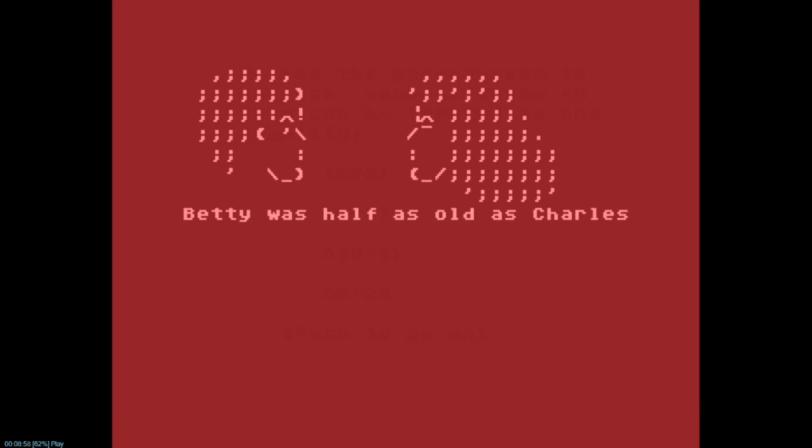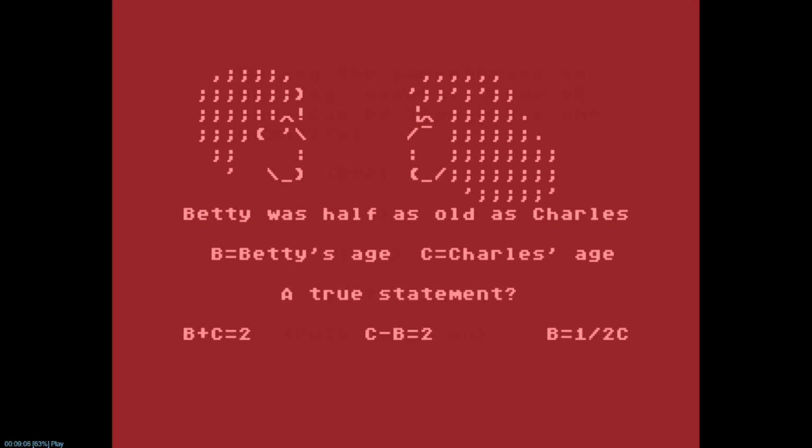Let's say that we were looking at a family album, and Betty showed us a picture of Charles and herself taken a few years before. At that time, Betty said she was half as old as Charles. If B is Betty's age when the picture was taken, and C stands for Charles' age at the time, what would be a true equation statement?